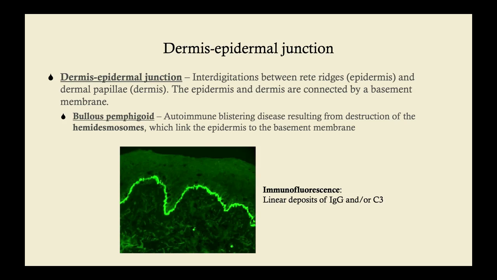So if you did immunofluorescence on bullous pemphigoid, you'll find linear deposits of IgG and/or C3. Remember, IgG will initiate the classic complement pathway, and so that's ultimately going to lead to C3 migration. What you're looking at here is epidermis up here, dermis down here, and this is the dermal-epidermal junction, which is exactly where the pathology happens in bullous pemphigoid. So USMLE loves to throw this at you. You'll need to know it's IgG that's depositing at the dermal-epidermal junction.